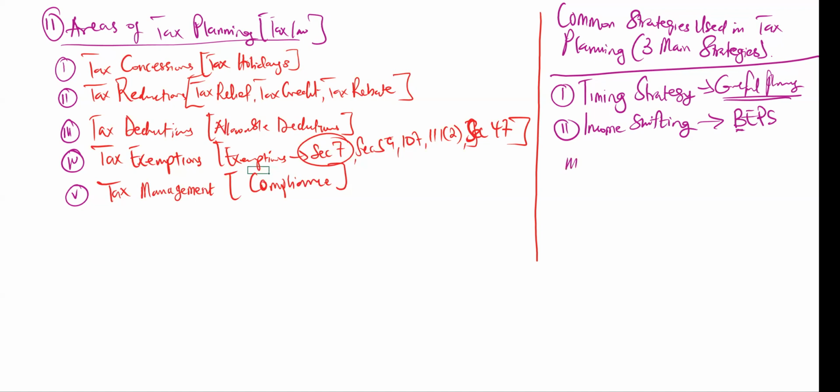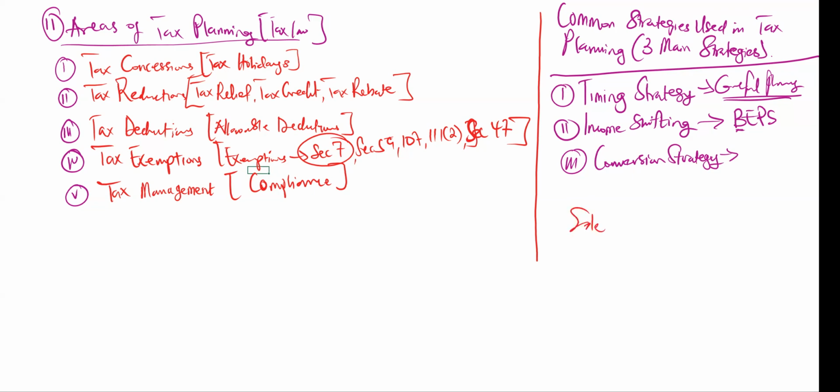The third type of tax planning strategy is what we call tax conversion or income conversion strategy. You can convert one form of tax to the other, or convert one income to the other. I hope that makes sense. This is where we see the issue of closed companies.